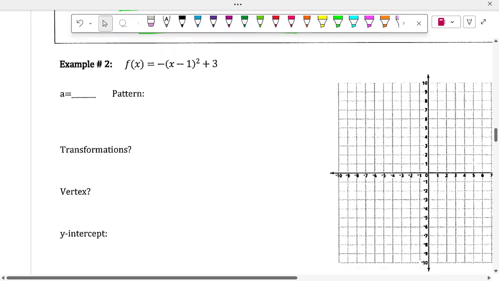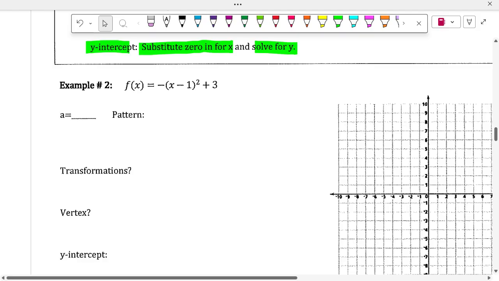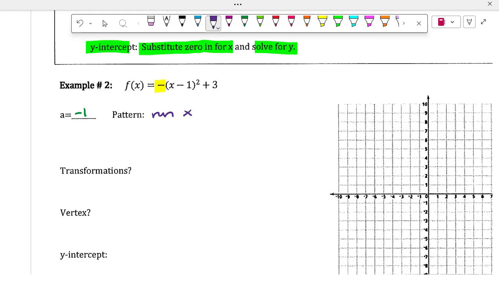So let's take a look at this next vertex form. What's the a value? -1. So since we have a negative right here, and there's nothing else in front of it, we say it's -1. So the pattern would be if we run x units, we would rise ax squared, so -x squared.